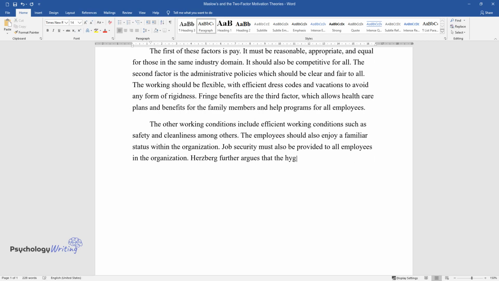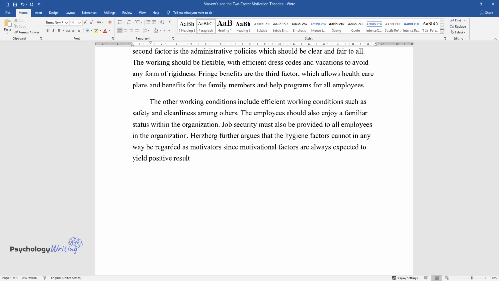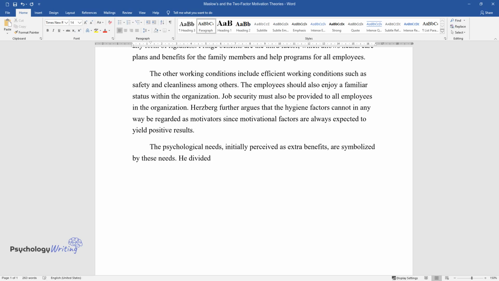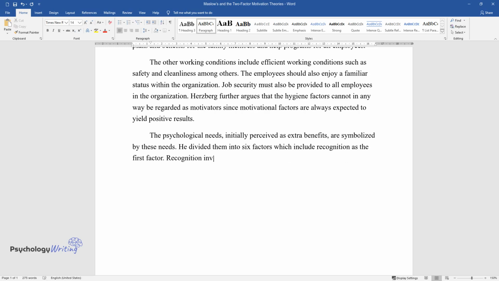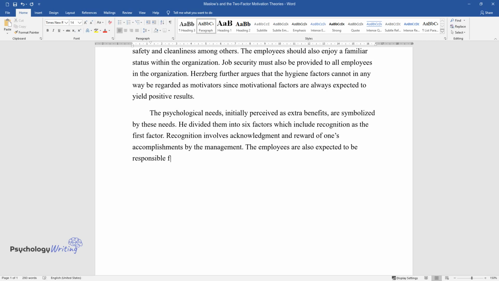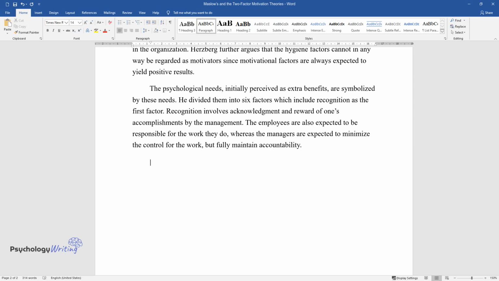Herzberg further argues that the hygiene factors cannot in any way be regarded as motivators, since motivational factors are always expected to yield positive results. The psychological needs, initially perceived as extra benefits, are symbolized by these needs. He divided them into 6 factors, which include recognition as the first factor. Recognition involves acknowledgement and reward of one's accomplishments by the management. The employees are also expected to be responsible for the work they do, whereas the managers are expected to minimize the control for the work, but fully maintain accountability.